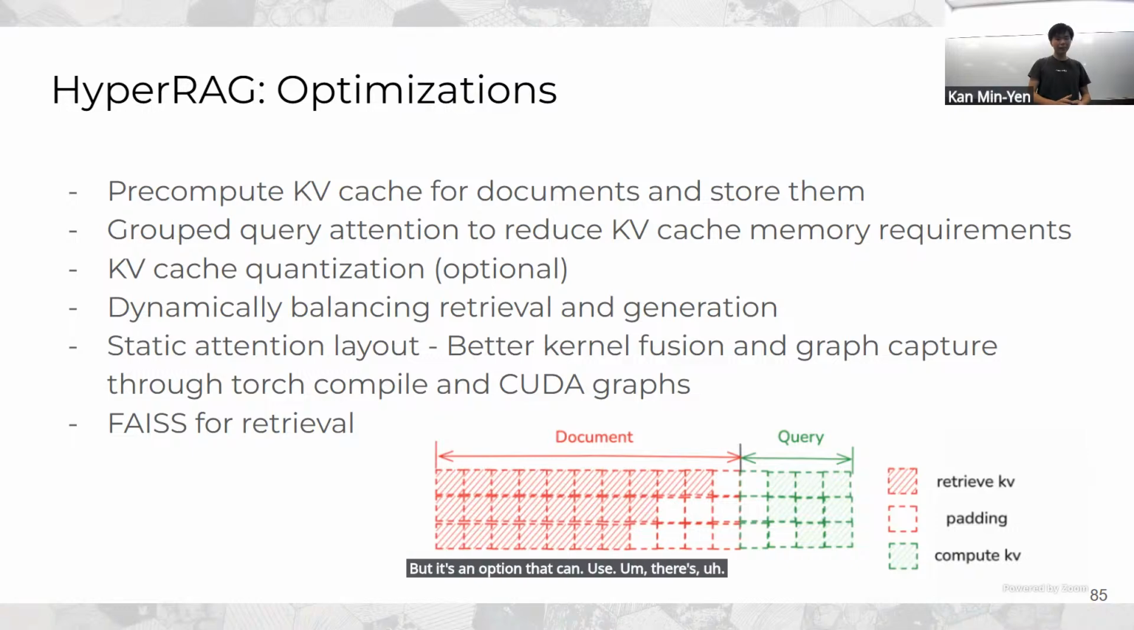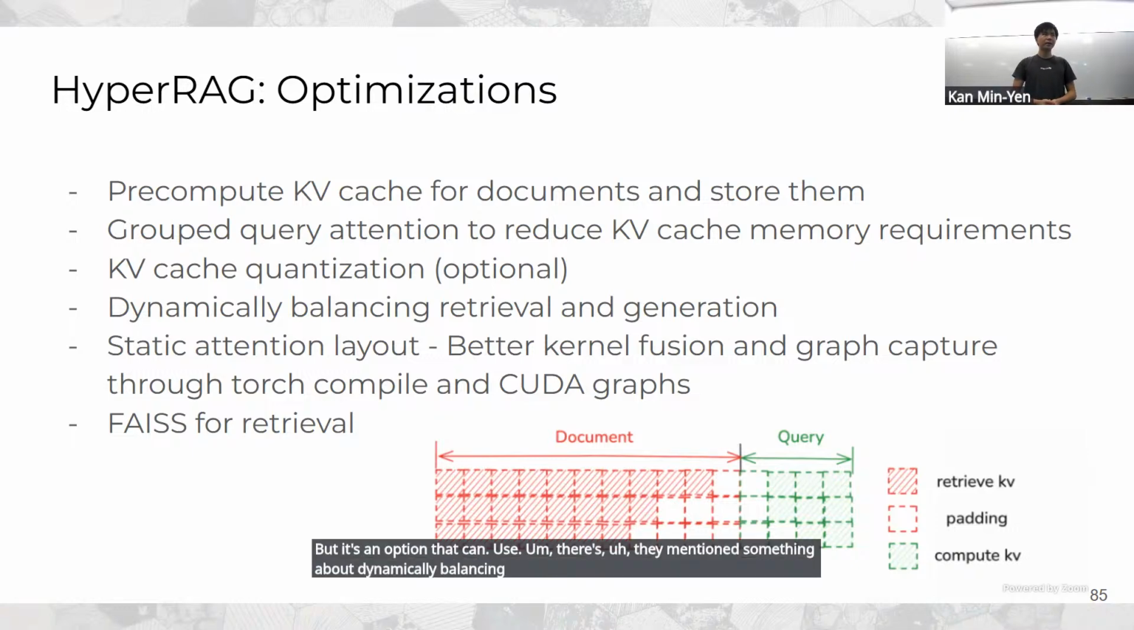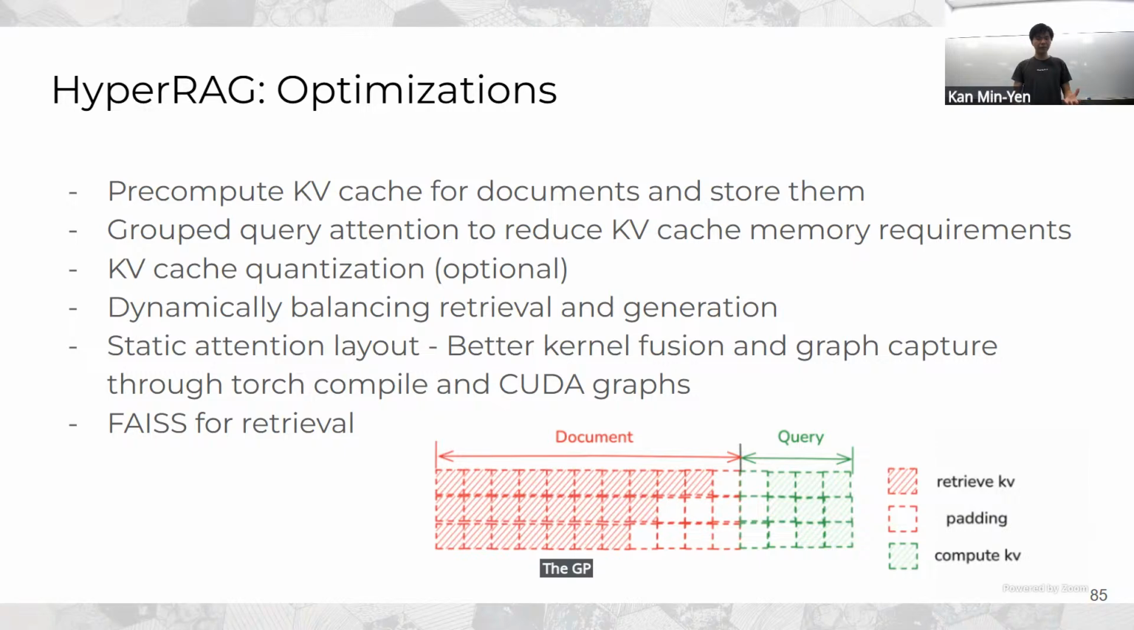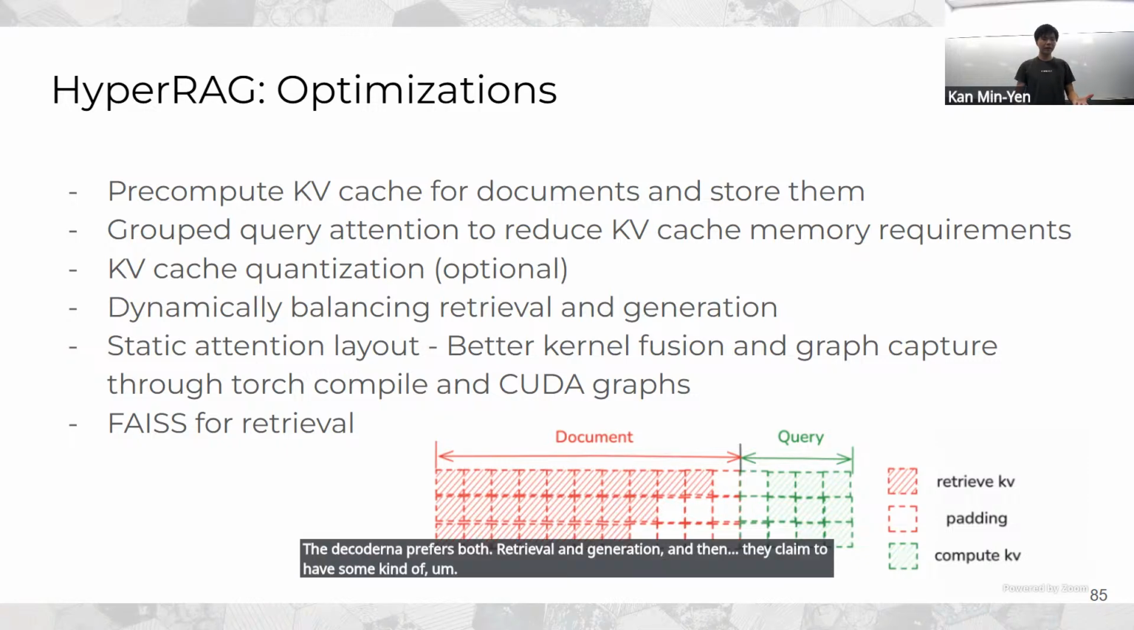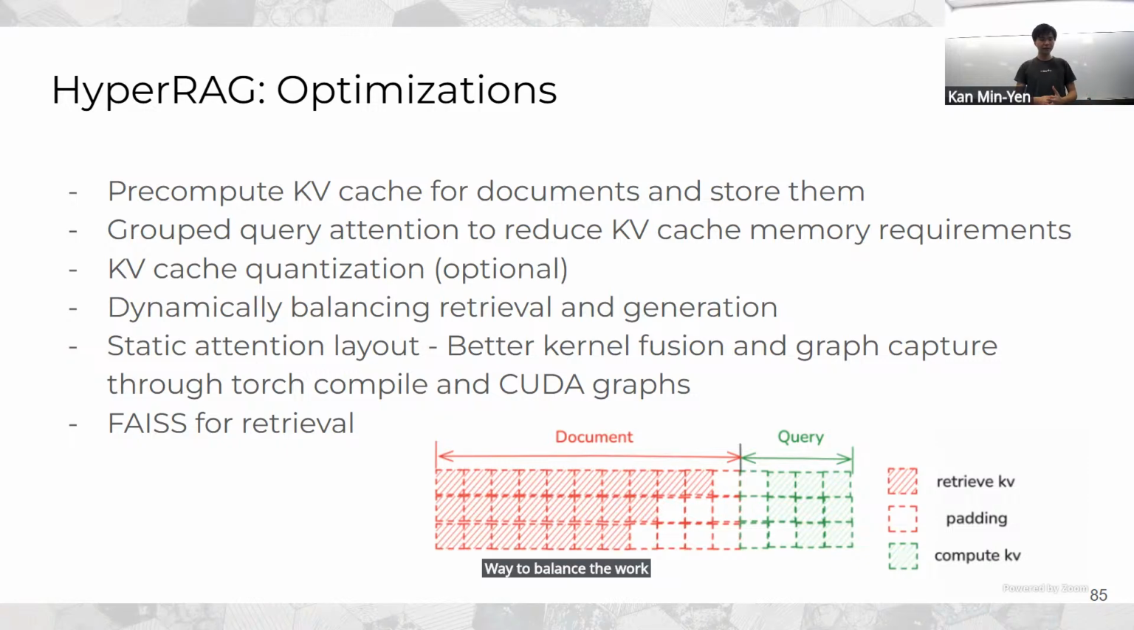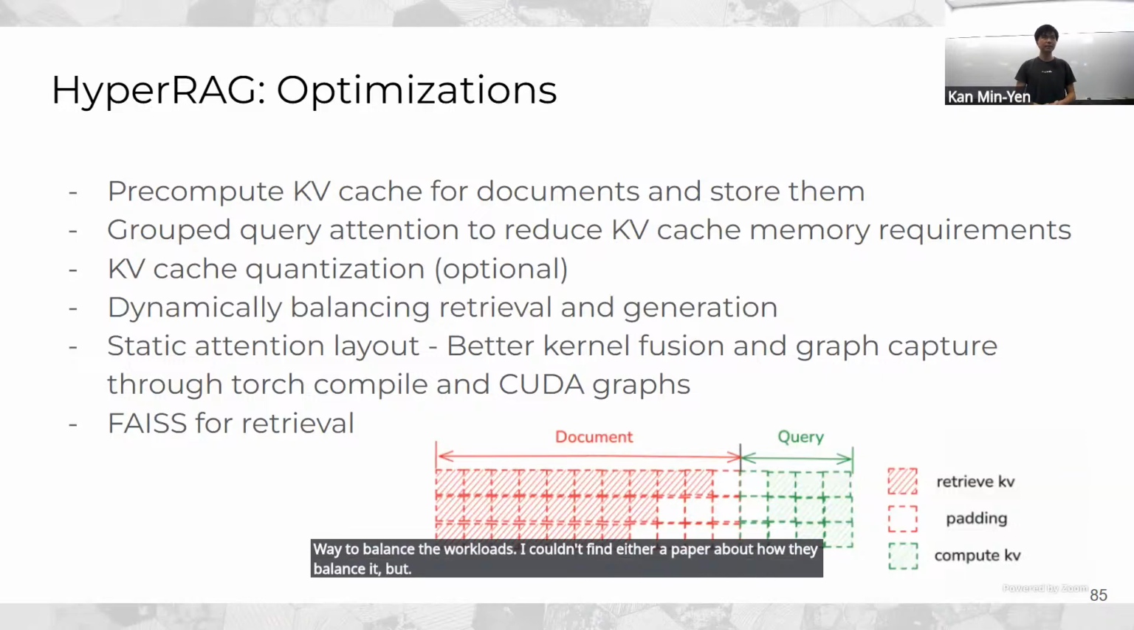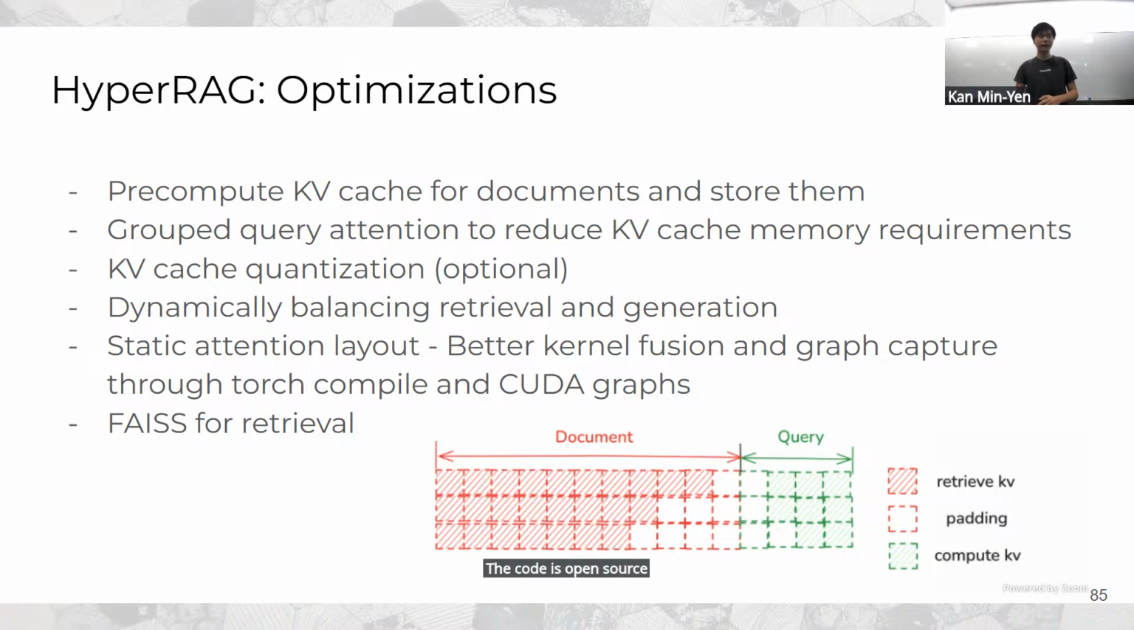They mentioned something about dynamically balancing retrieval and generation, meaning that the GPU, when the GPU has the decoder, performs both. The decoder performs both retrieval and generation, and then they claim to have some kind of way to balance the workloads. I couldn't find details in the paper about how they balance it, but the code is open source on GitHub, which I'll show at the end. So perhaps it might be in a code base somewhere.